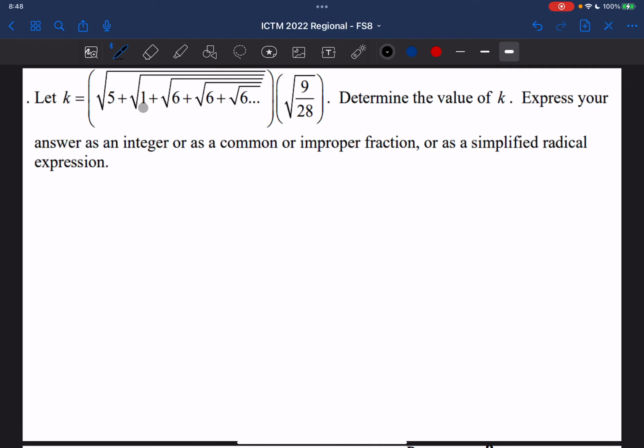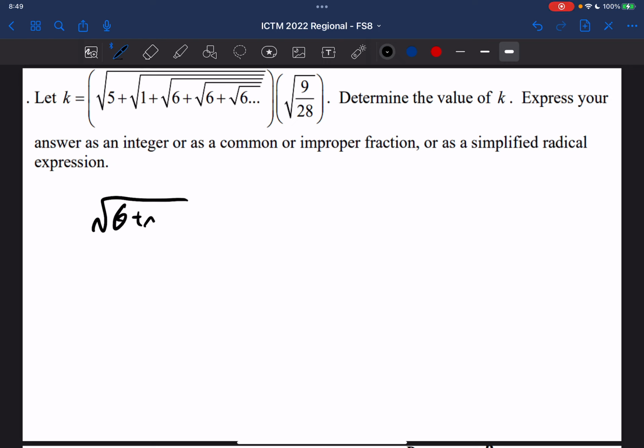The square root of 5 plus, inside of that, the square root of 1 plus, inside of that, the square root of 6 plus, inside of that, the square root of 6 plus 6 plus 6, and so on, times the square root of 9 over 28. So we want to determine the value of this whole thing. So let's just start with this.